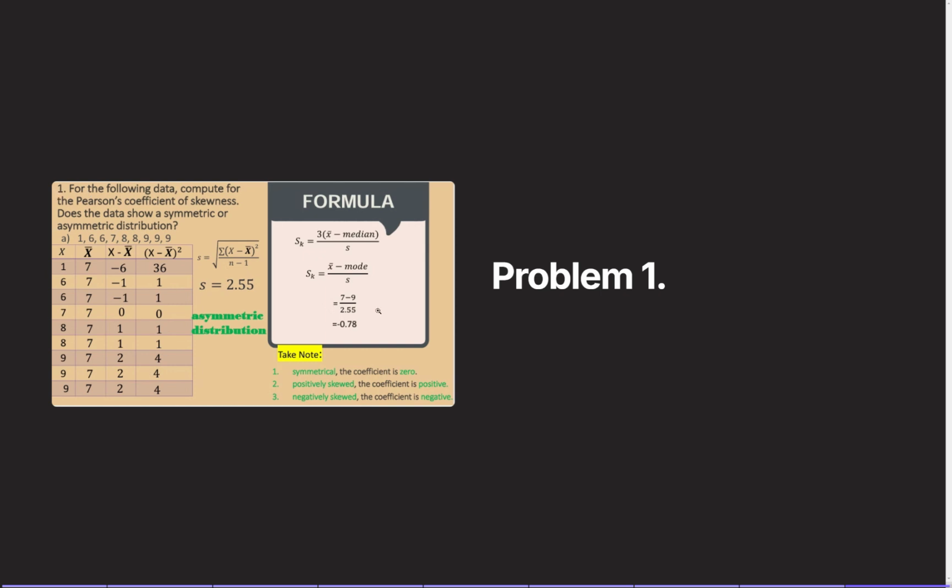So here's another one. So we're not done yet. After we get the s, we're going to be moving on to the final formula. So you have to find the mode. The mode for this problem is 9 because it's the most repeating value. Remember, the most repeating value is equal to the mode. So the most repeating value in the x is 9. So we're just going to do mean minus 9 over s, which is 2.55. So the answer is 0.78. So that's basically how you solve for the problem.